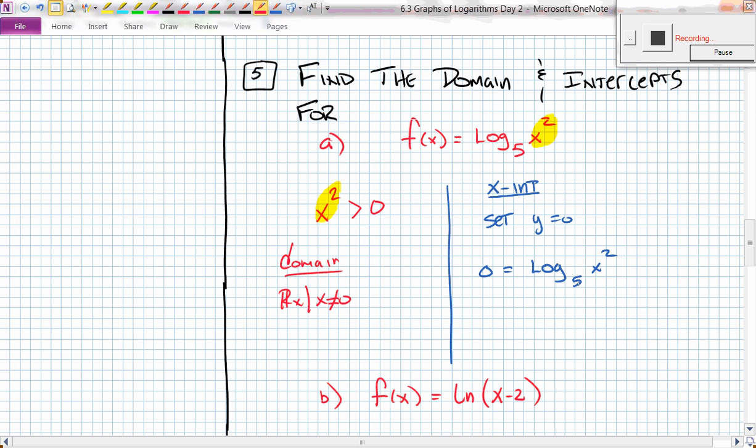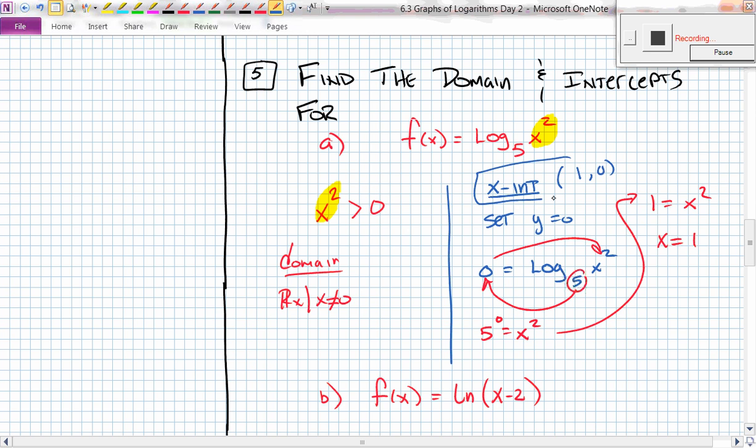Now I'm going to do my little dance here. So 5 to the 0 is equal to x squared. I'll write that out. 5 to the 0 is equal to x squared. Well, how much is 5 to the 0? 1. Yeah, it's just 1, right? So let me pull this over here. So 1 is equal to x squared. So therefore, x must be positive or negative 1, but I know it's not going to be negative 1 because I can't go below 0 in this particular case. So therefore, my x-intercept is now at the point (1, 0). All right?